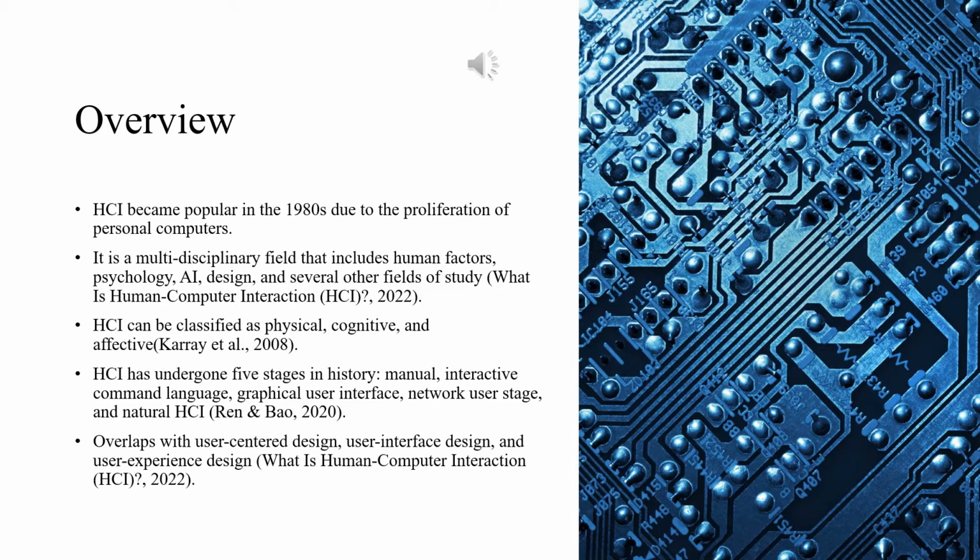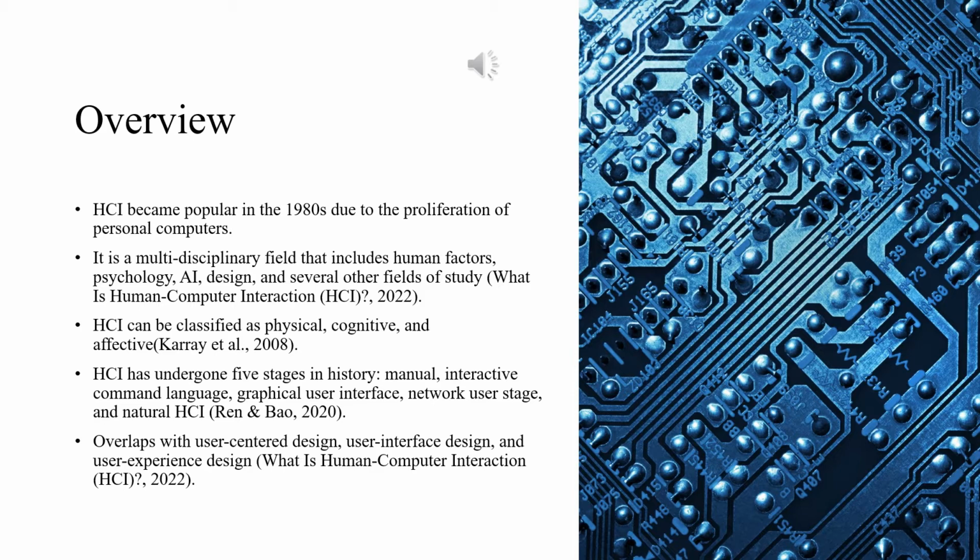Different researchers in the past have given us the conceptual underpinnings of HCI. For instance, HCI interactions can be classified into three: physical, cognitive, and affective. Physical refers to the mechanics of the interaction between the users and the interface. Cognitive refers to how well the user understands the system. And affective refers to the feelings of satisfaction the user experiences when using the interface or the system.